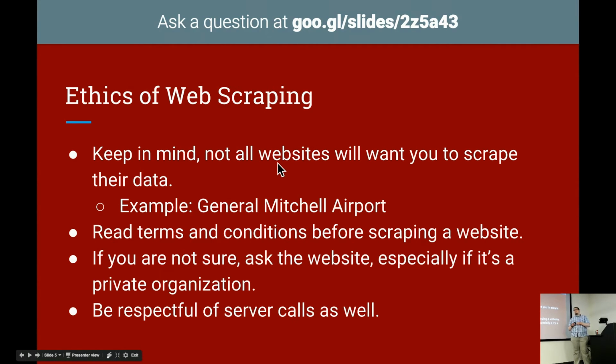So the ethics of web scraping. Keep in mind, not all websites will allow you to scrape their data. One notable local website that has this restriction is General Mitchell International Airport. They specifically have in their website terms of service that you cannot scrape their data. It's against their terms of usage for the website. So my advice is to make sure you are responsible and respectful of websites and read their terms and conditions to make sure before you scrape their data that you can legally do so.